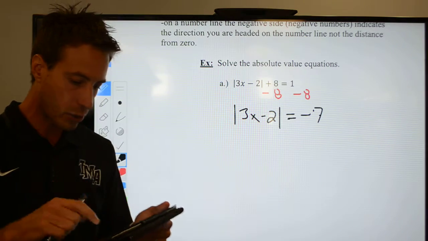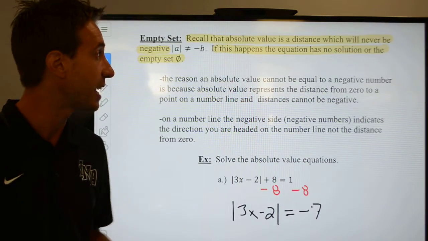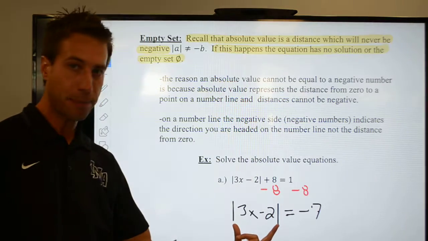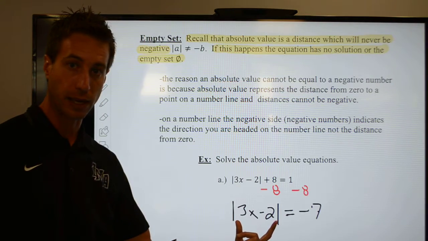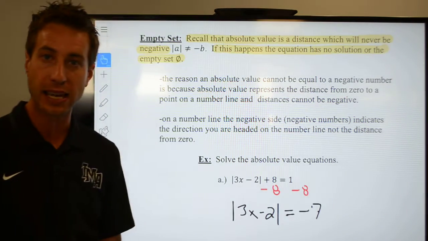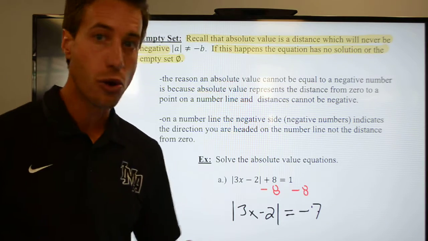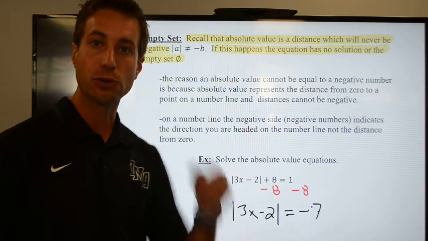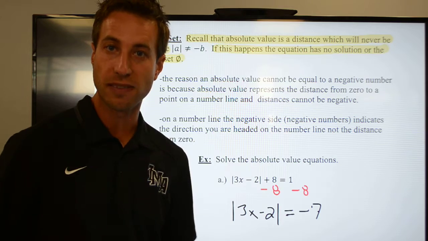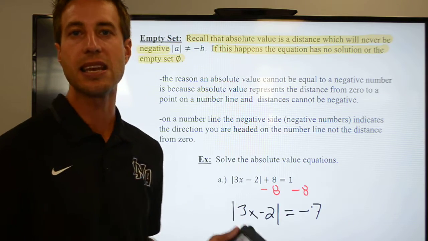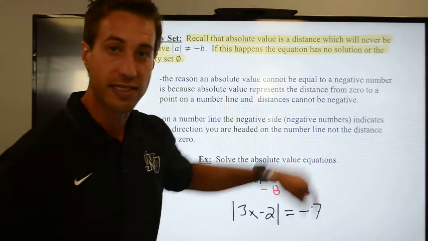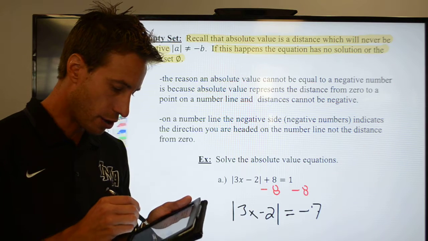Well, let's go back real quick to what I just said. When you take the absolute value of something, can it be equal to a negative number? No. Absolute values must be equal to positive numbers. It's a distance. It can never be negative. When this happens, no solution.